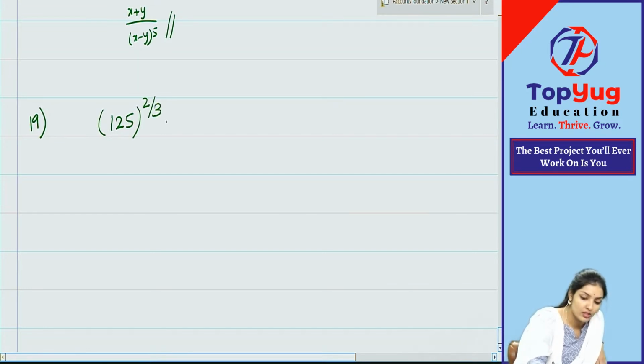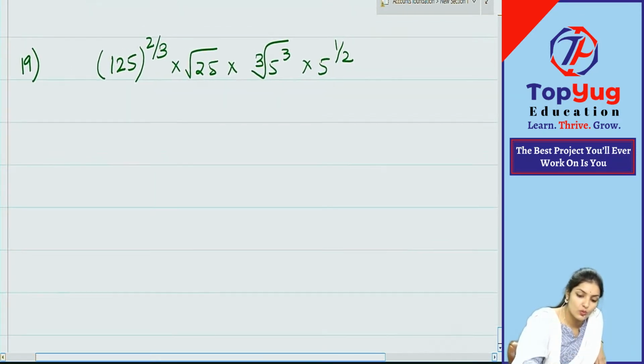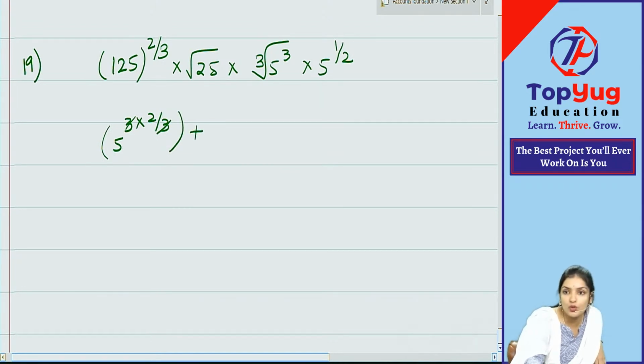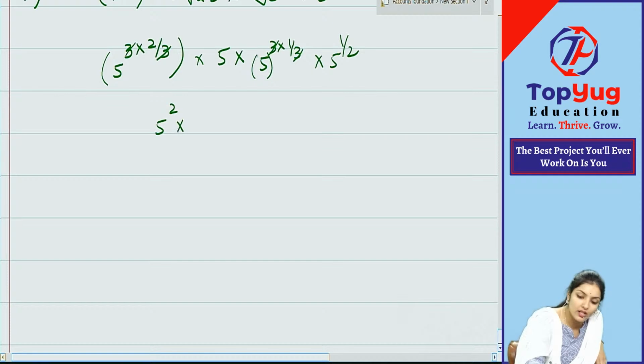125 to the power 2 by 3, into square root of 25, into cube root of 5 cube, into 5 to the power 1 by 2. So 125 I can write as (5 cube) to the power 2 by 3. 3 gets cancelled. Similarly, square root of 25 I can write as 5. Now this (5 cube) to the power 1 by 3, again cube root, I can do that way. And then this is 5 to the power 1 by 2. So I am left with 5 square into 5 into 5 to the power 1 into 5 to the power 1 by 2. That's what, no? So I can write it as 5 to the power 2 plus 1 plus 1 plus 1 by 2.